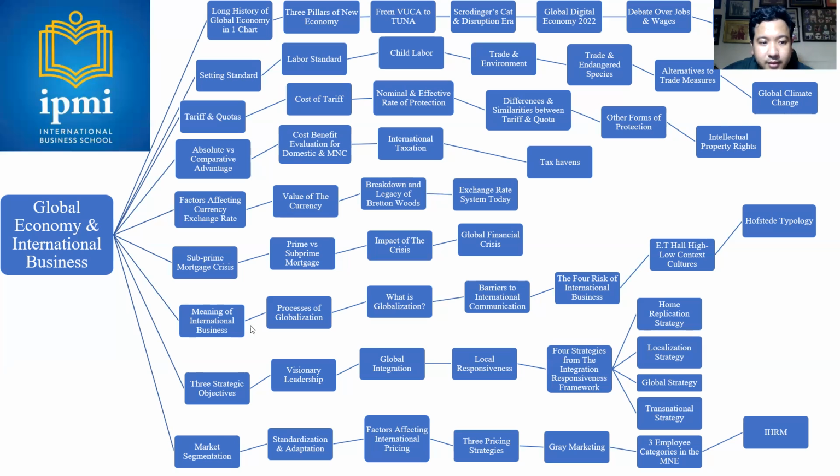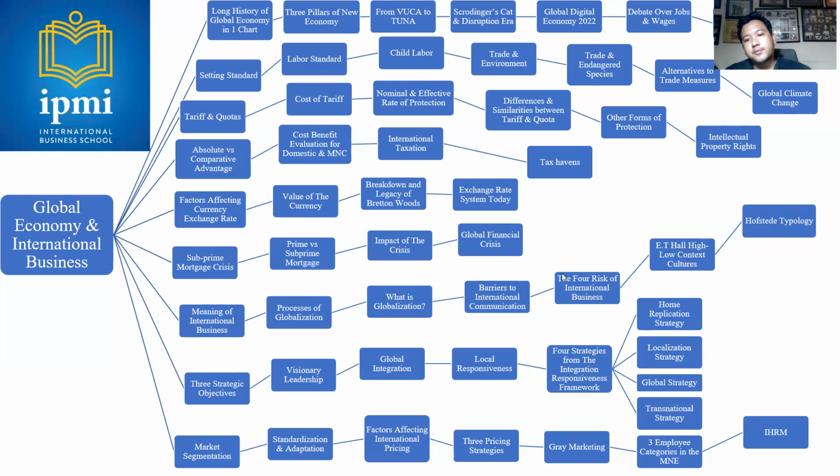And let's move on. The meaning of international business. There are four types: the domestic, international, multinational, and global business. And hence, there is also the process of globalization. In here, there is exporting, importing, licensing, strategic alliance, and joint venture. And what is globalization? Globalization can be in the form of market and product. There are also the barriers to international communication, such as cultural barriers, source and country of origin effect, and noise levels.